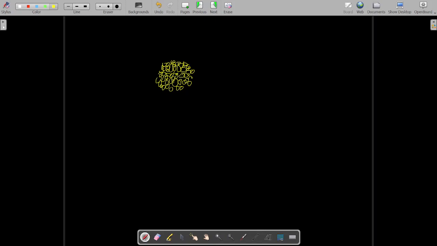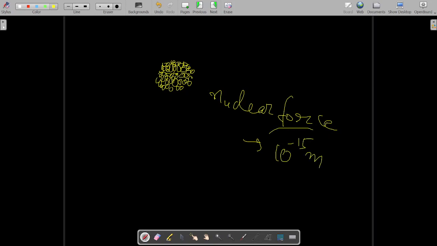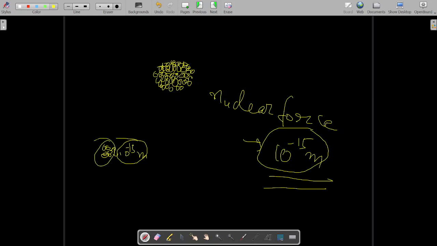Now the nuclear force range is of the order of 10 to the power minus 15 meter. So the nuclear force acts only if the distance between the nucleons is of the order of 10 to the power minus 15 meter. Suppose I have such a small nucleus, then the distance of 10 to the power minus 15 meter will be maintained in it. So these will be bound together.